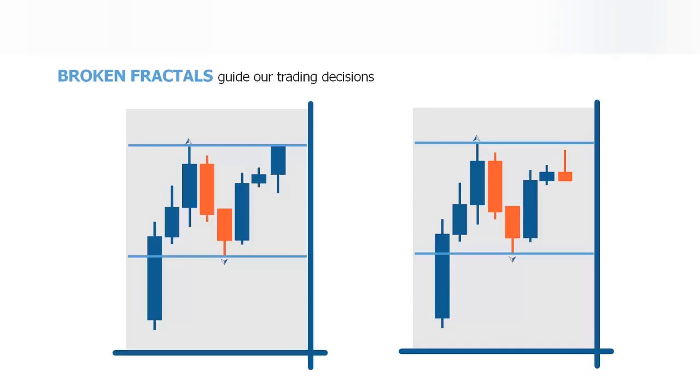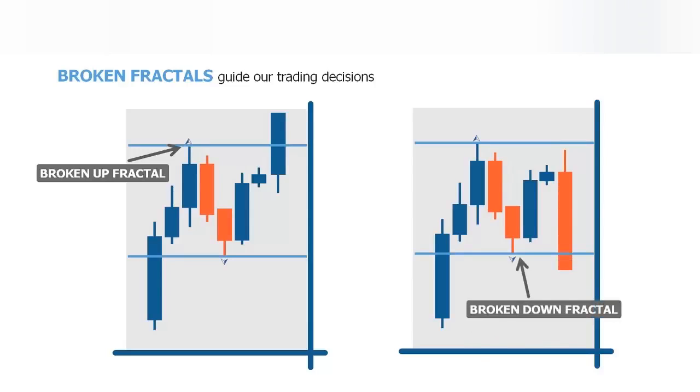A broken up fractal is where the price to the right of the fractal has broken the high price of the candle where the fractal has formed. This is shown by the line placed at the high of the candle, just below the fractal. A broken down fractal is where the price to the right of the fractal has broken the low price of the candle where the fractal has formed. This is shown by the line placed on the low of the candle just above the fractal. Note that the fractal can be broken by either the wick or the body of the candle.